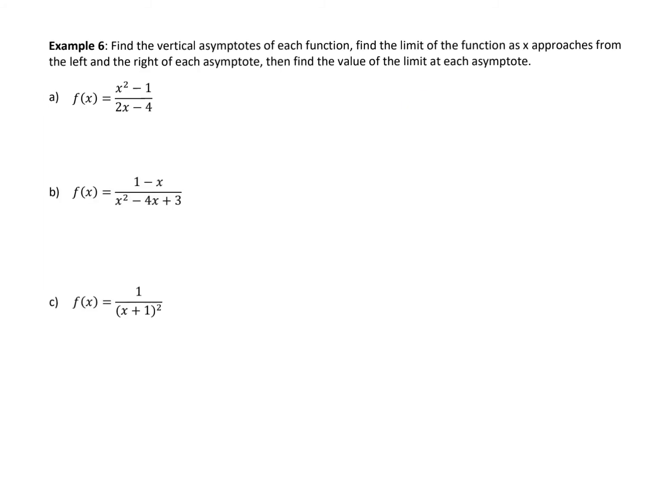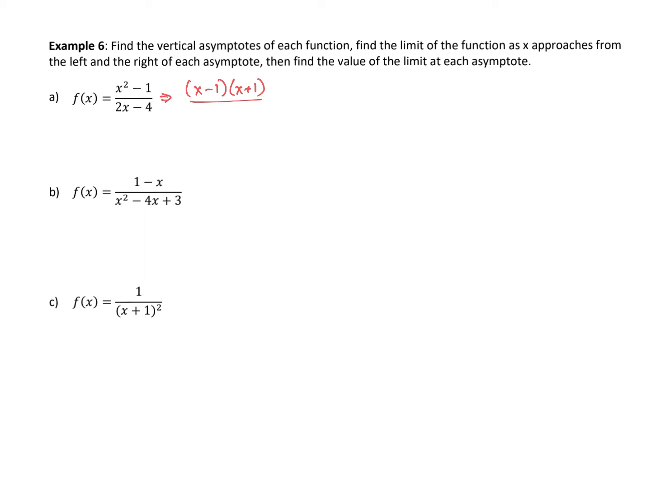So let's look at part A. We're going to find vertical asymptotes, and find the limit from the left and the right of all of these vertical asymptotes. So the first one we have is x squared minus 1 over 2x minus 4. Anytime I can factor something, I'm going to do it. All right, so let's factor that top. What does the top factor to? x minus 1 and x plus 1.